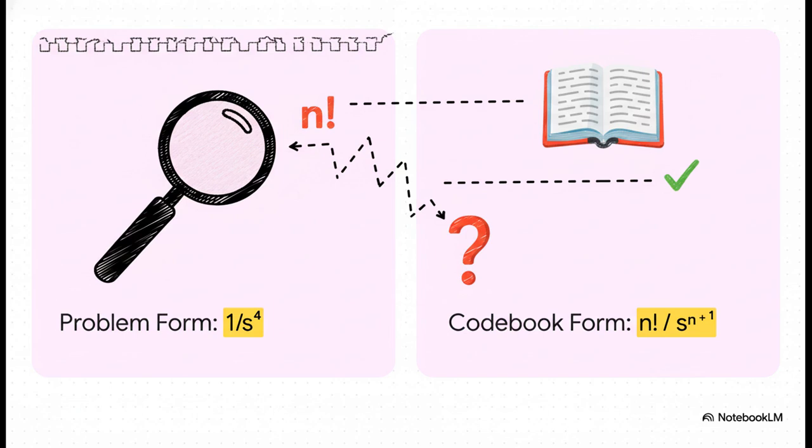Our problem has s to the 4th on the bottom. The codebook form has s to the n plus 1. So if n plus 1 equals 4, that's simple. Our n has to be 3. Okay, we're close. But wait a minute. Our numerator is a 1. The codebook says it needs to be n factorial, which in our case is 3 factorial. So we're not quite there yet.